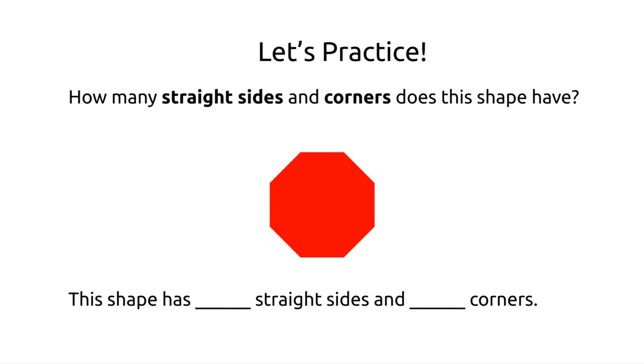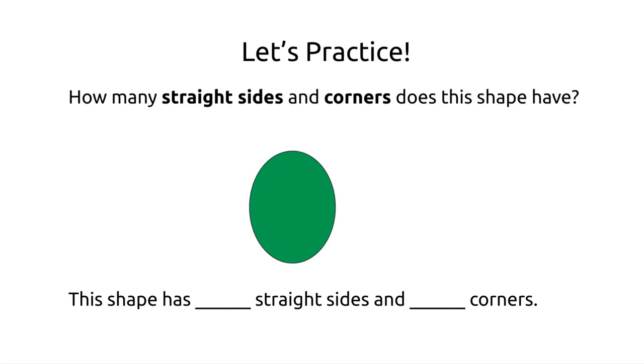Let's see about this one. How many sides and corners does this shape have? Oops, this shape. Let's count. Ready? I'm going to count with my cursor here. Count with me. Let's do sides. 1, 2, 3, 4, 5, 6, 7, 8. It has 8 sides, and let's see how many corners. 1, 2, 3, 4, 5, 6, 7, 8. Do you know what a shape is called that has 8 sides and 8 corners? It's an octagon. Awesome.